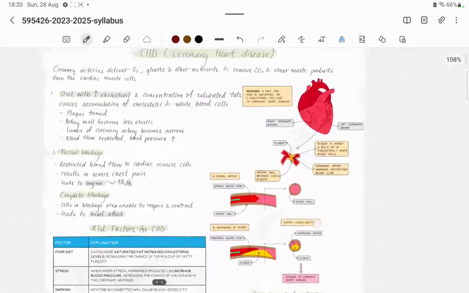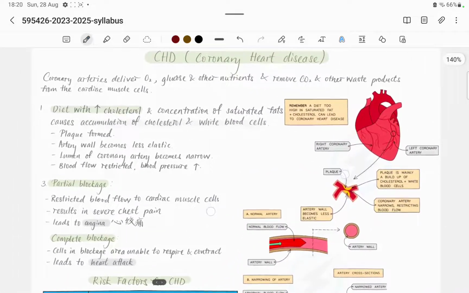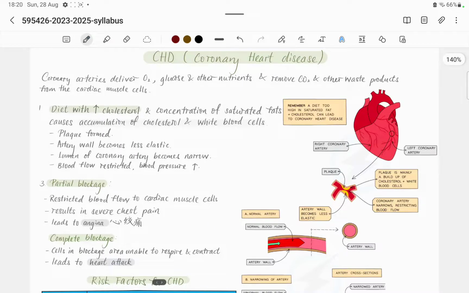Okay, this one, CHD, coronary heart disease, is a disease that you need to be quite familiar with because it's related to your heart. Okay, coronary heart disease is actually related to the coronary artery.